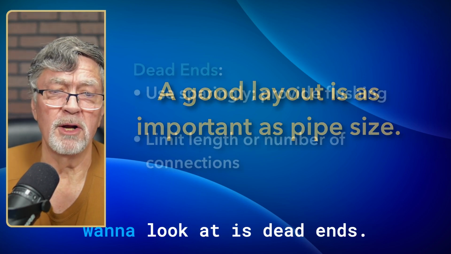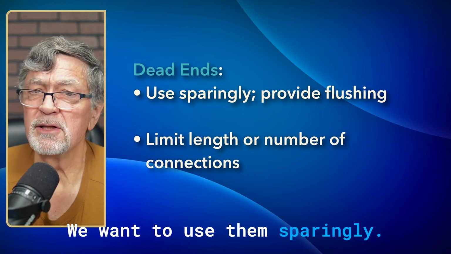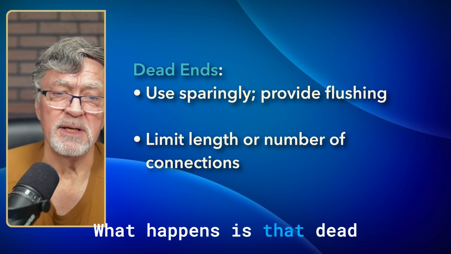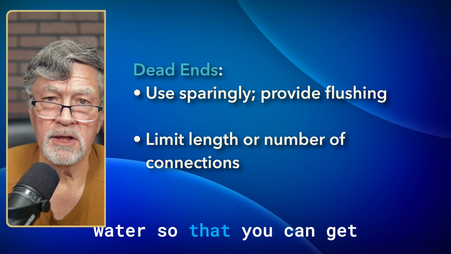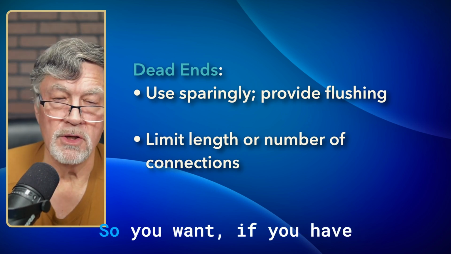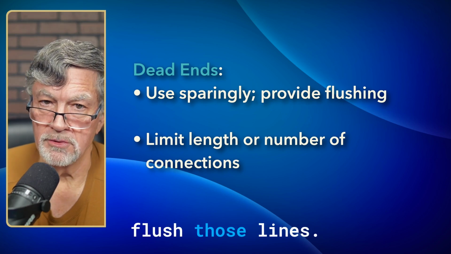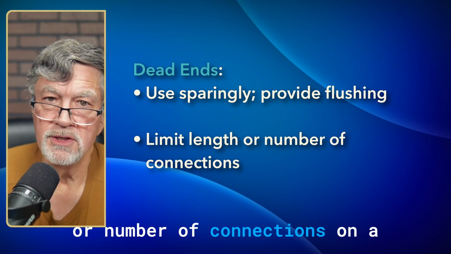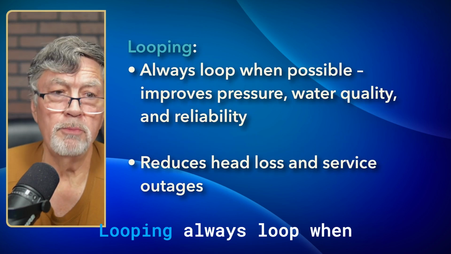The first thing we want to look at is dead ends. We want to use them sparingly, and we want to provide flushing. What happens is that dead ends tend to create stagnant water, so you can get bacteria issues and things like that at dead ends. So if you have dead ends in your lines, you want to regularly flush those lines. We want to limit the length or number of connections on a dead end so that we don't deal with that stagnant water issue. Looping.